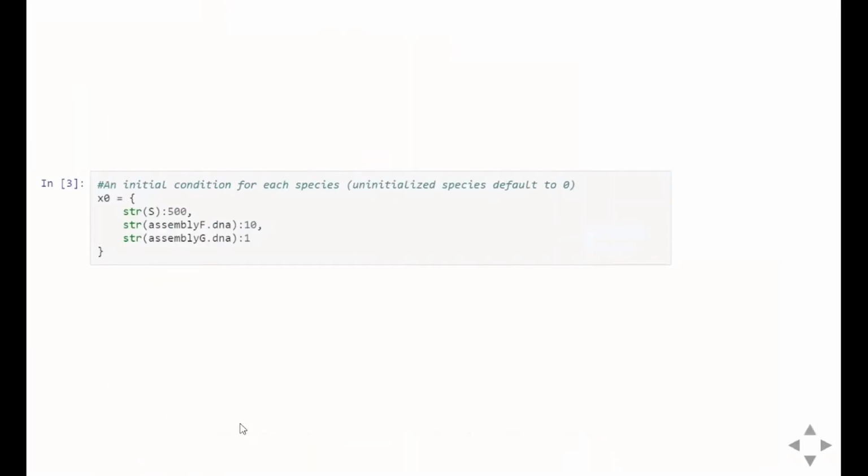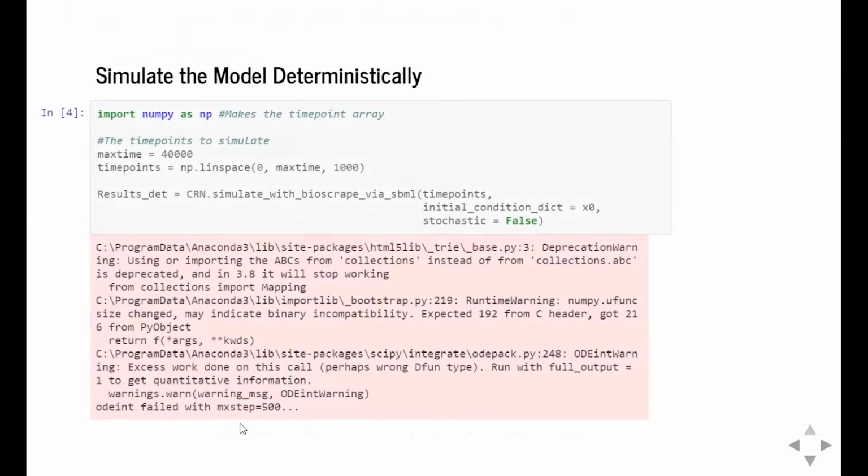So if I want to simulate this, I set an initial condition, and I can simulate this deterministically. This deterministic simulation came up with some warnings, but it worked out in the end. And this is very easy. I just say stochastic is false here to get a deterministic simulation. If I want a stochastic simulation, I toggle stochastic equals true.